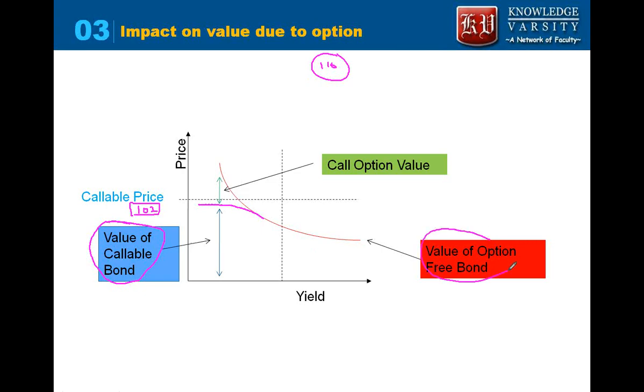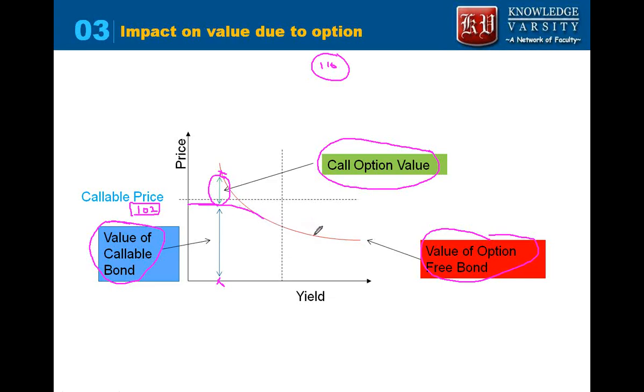This is the value of an option free bond. So let's say the yield is this. The callable bond price is this much, and this total is the price of the option free bond. So can I say that the difference is the value of the call option, or the price of the call option? This is the impact due to the call option, that is, it decreases the value of a callable bond. In case of a puttable bond, it is exactly the opposite.